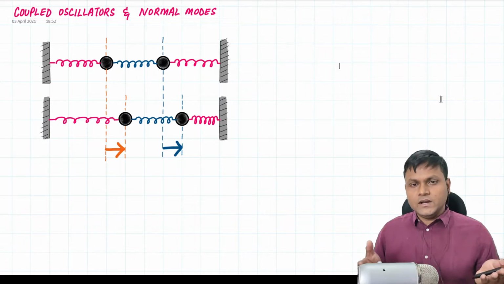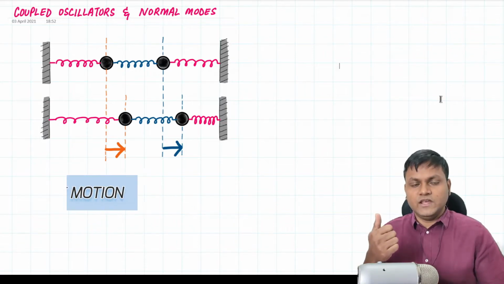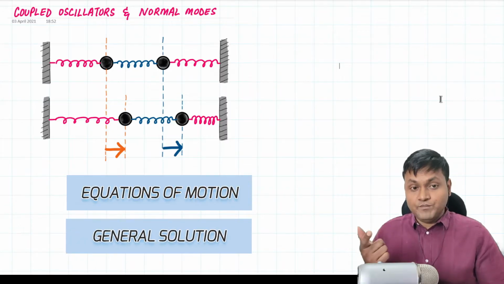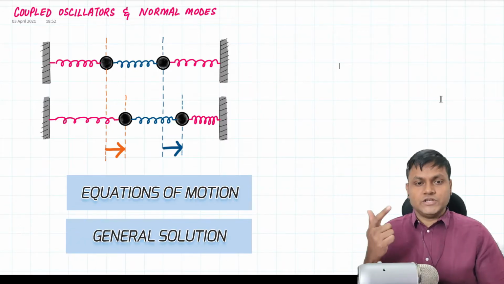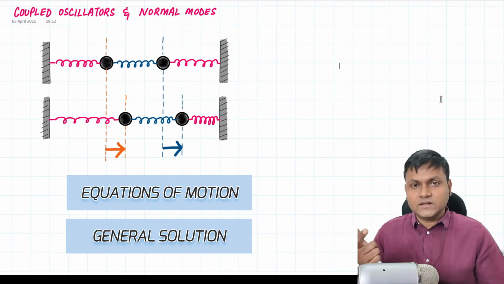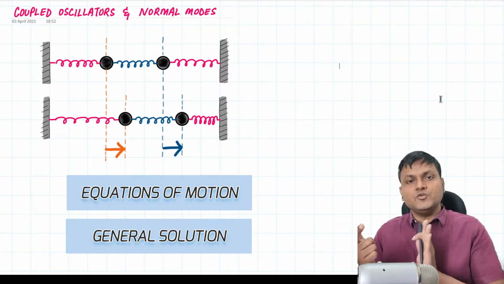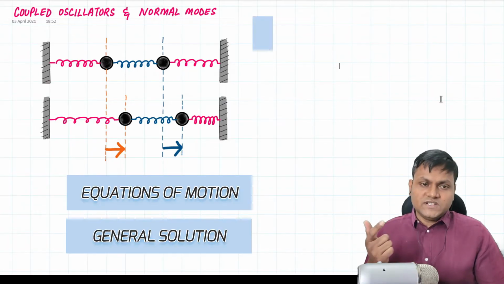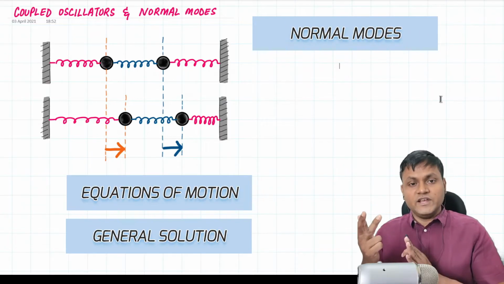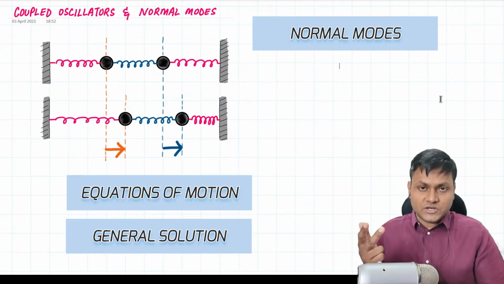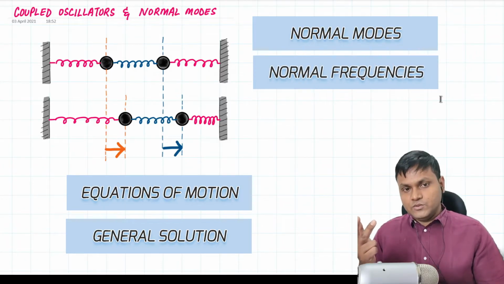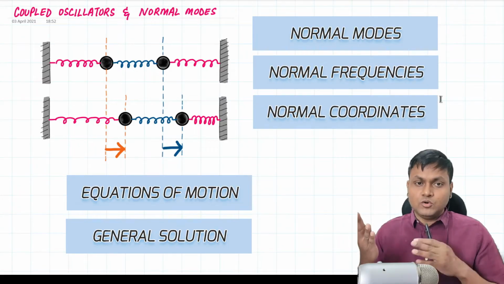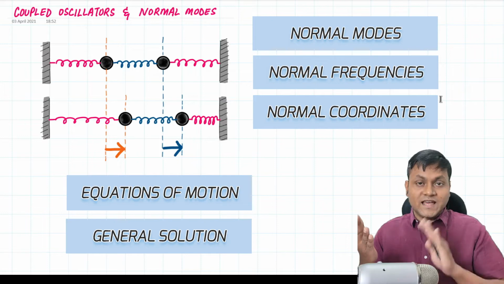In this particular setup, first of all, I'm going to obtain the equations of motion. And from the equations of motion, I'm going to obtain the general solution. And I'm going to show how the general solution of this kind of a coupled oscillator can be written as a linear superposition of distinct frequencies. I'm going to obtain those distinct frequencies by looking at normal modes, these configurations in which the entire setup will execute SHM, and the frequencies associated with them, which are normal frequencies. I'm also going to discuss normal coordinates, which are those combinations of the coordinates that execute SHM.